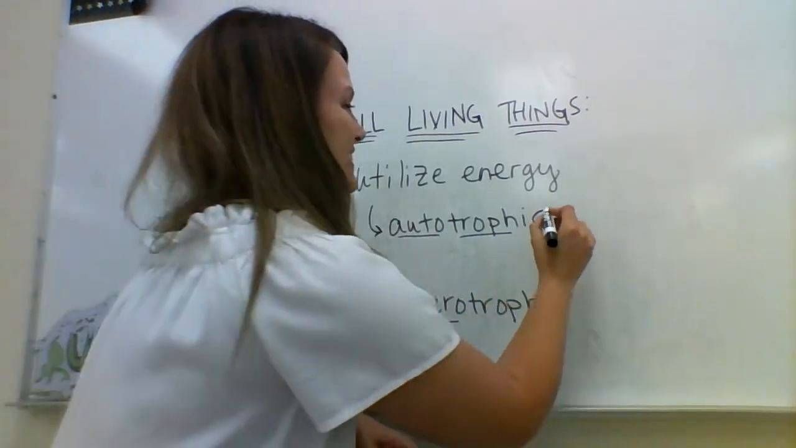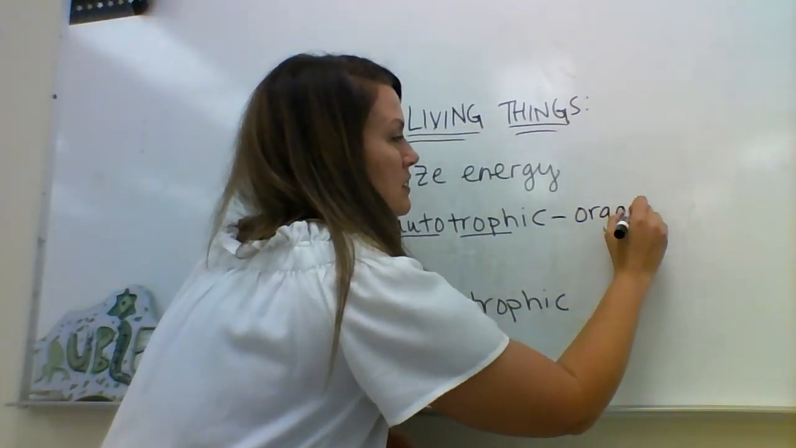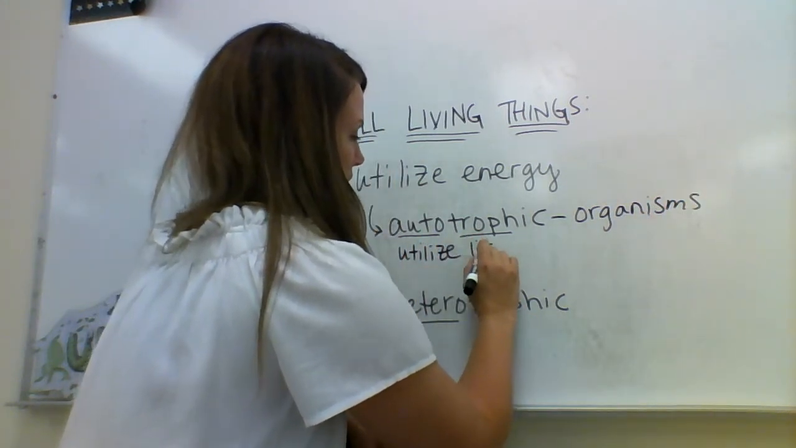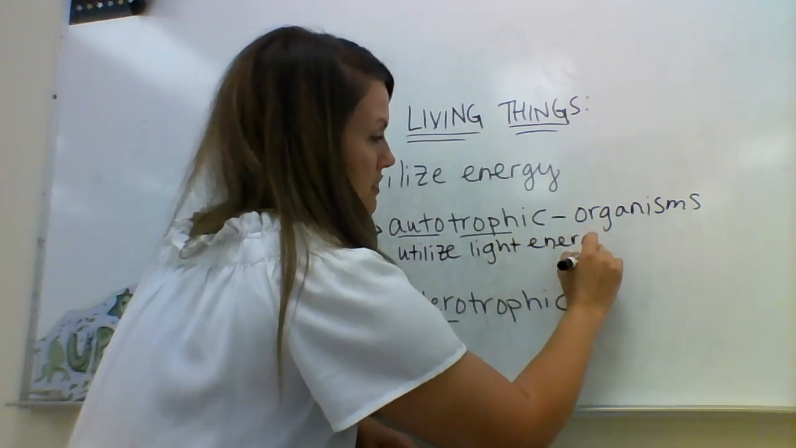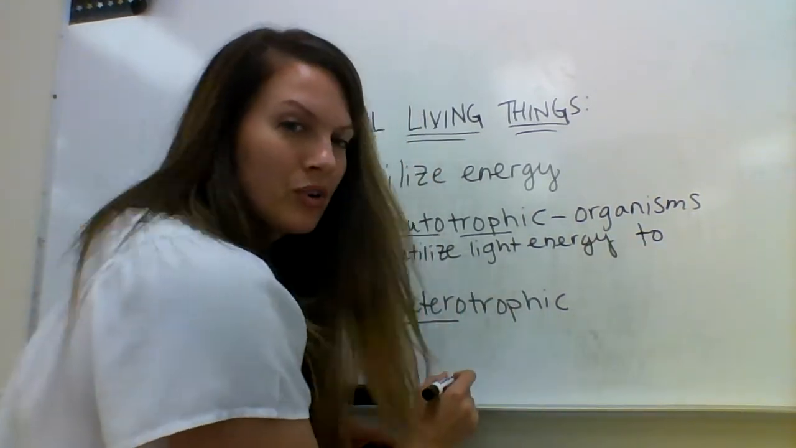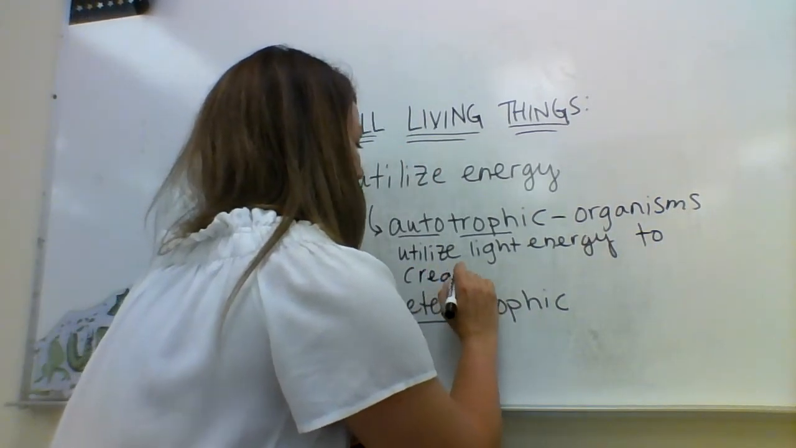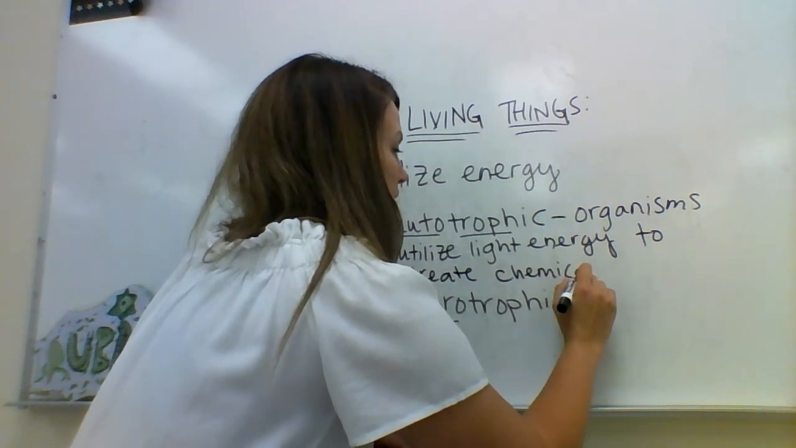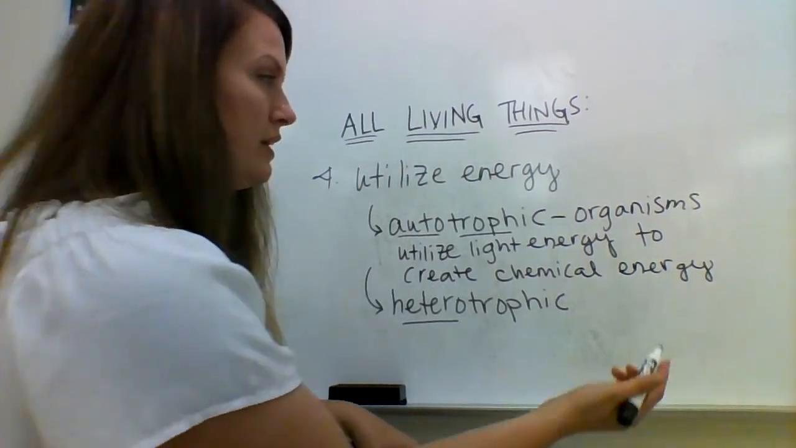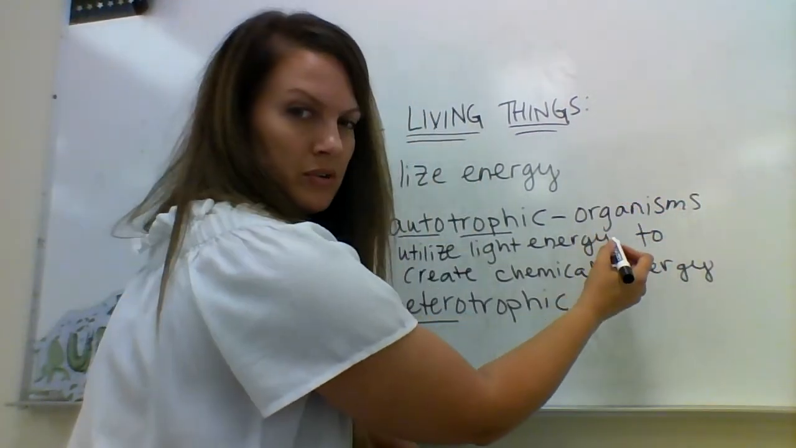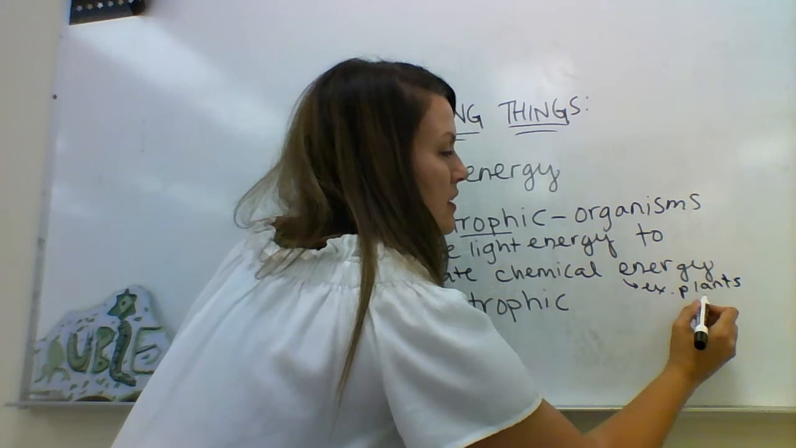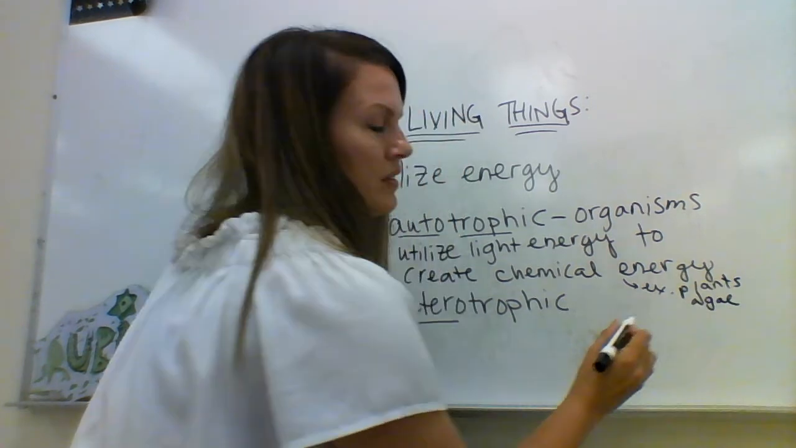But plants can, right? So these organisms utilize light energy, in other words, the sun, in order to create chemical energy. Glucose. They make their own food. A great example, I want to write this where you can't see it, are plants. And also algae.